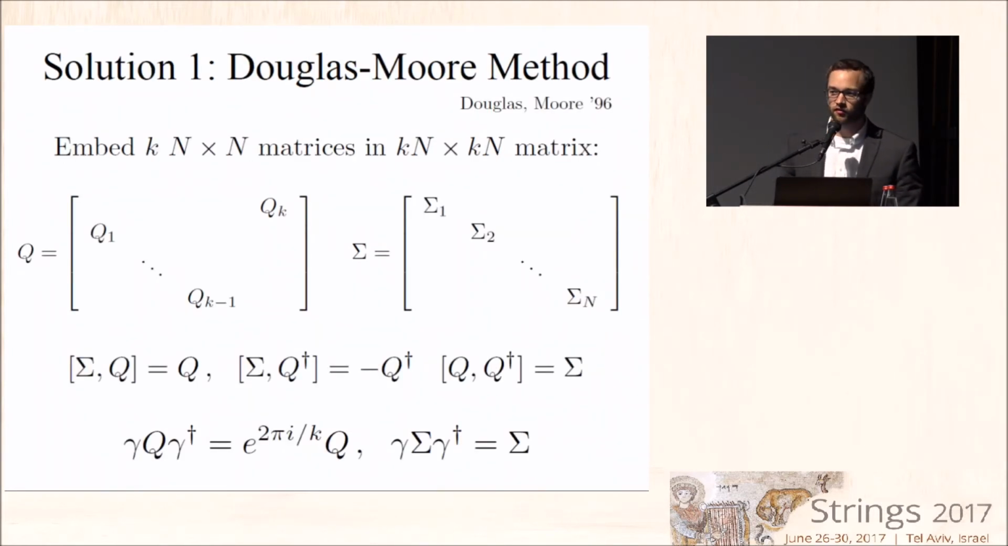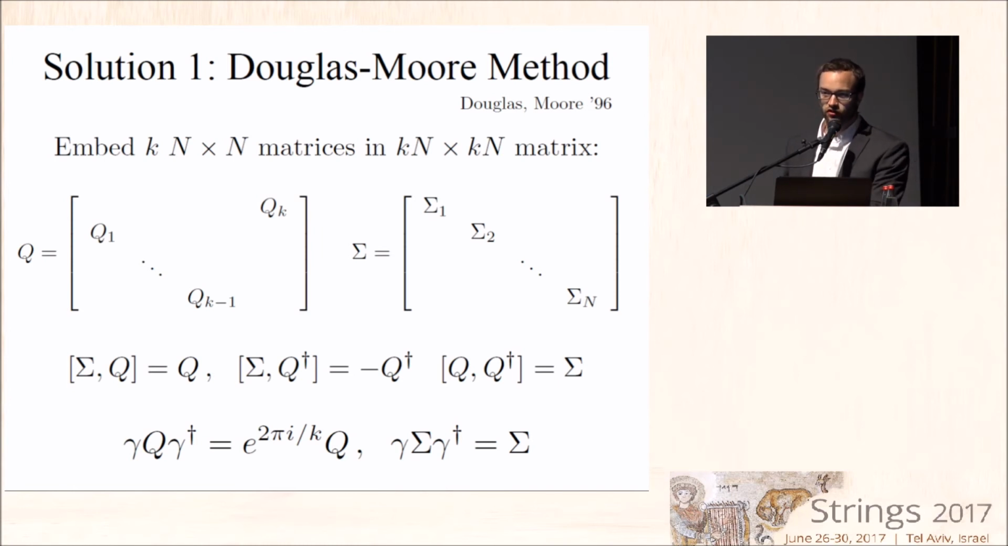So we've come up with a couple of methods for solving these generalized Nahm equations. The first one is the Douglas-Moore approach. You can embed the n by n matrices Q_i and sigma_i in these larger kn by kn matrices. And when you do this, the generalized Nahm's equations simply become the ordinary Nahm's equations with this additional projection condition, where here you should think of gamma as some matrix that enforces this projection.